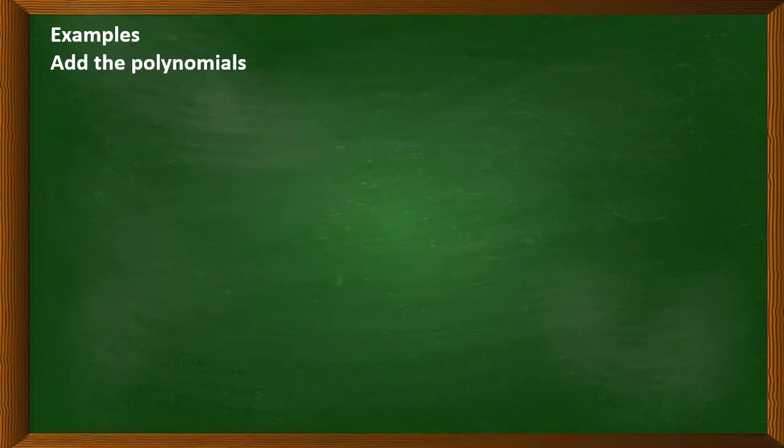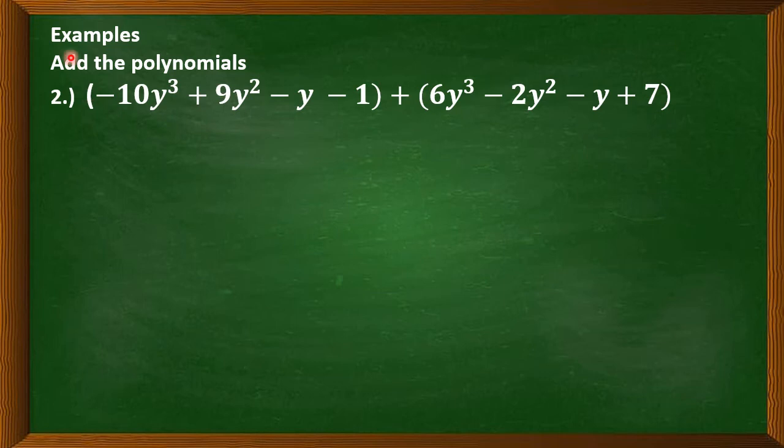Let's have example number 2. Quantity of negative 10y cubed plus 9y squared minus y minus 1 plus quantity of 6y cubed minus 2y squared minus y plus 7. So, let's inspect again if the terms are already arranged in descending order. In other words, the polynomial is in standard form. So if you have observed, here the terms are already arranged in standard form. And in my previous video, if you have already watched it, I also discussed how to write the polynomials in standard form.